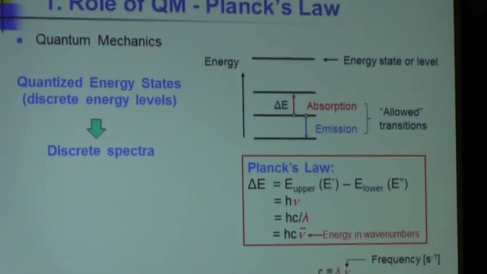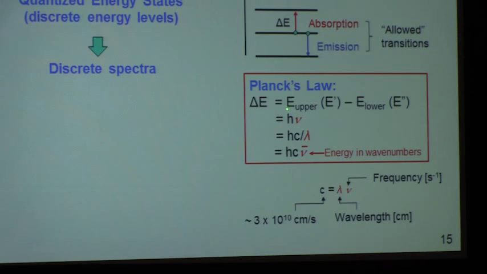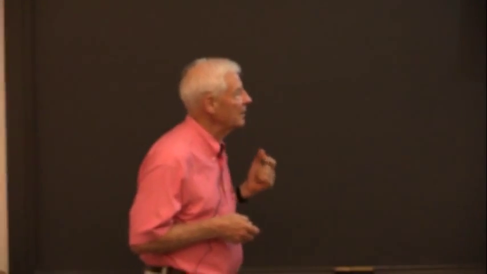Planck's law says that, from conservation of energy, the difference in energy between the upper state and the lower state is h nu. You will probably have heard in a physics course about the dual nature of radiation. You can think of it as photons and energy, or as electromagnetic waves. They're equivalent, and this is the relationship between them.